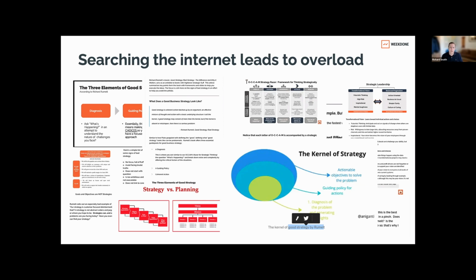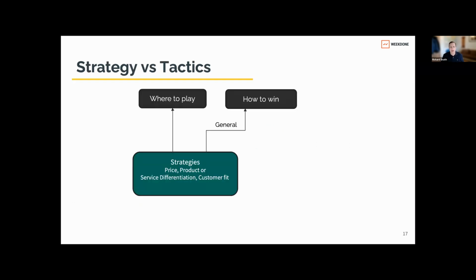One of the things we often see is people don't necessarily think about strategy, or they muddle strategy and planning all together. What is strategy? Often it's determined as where do we want to play and how do we want to win, and it's into the future. It's all about product, price, service differentiation, and customer fit. Where are we going to get them, and how are we going to win, but in general terms.